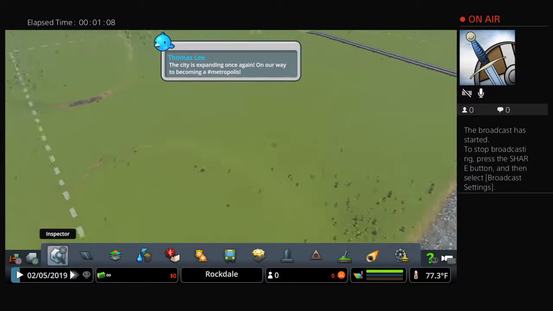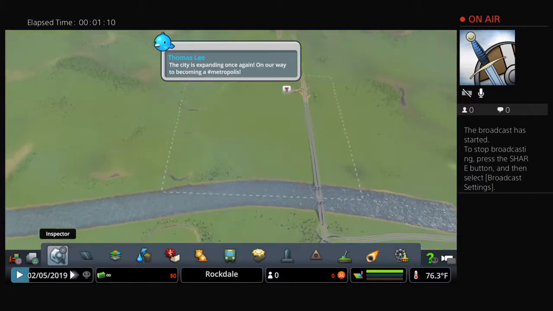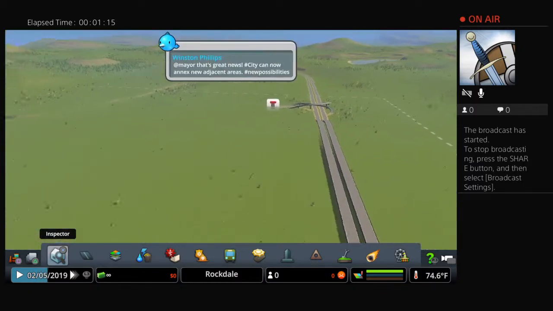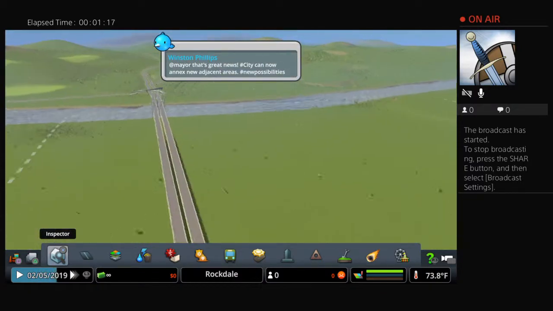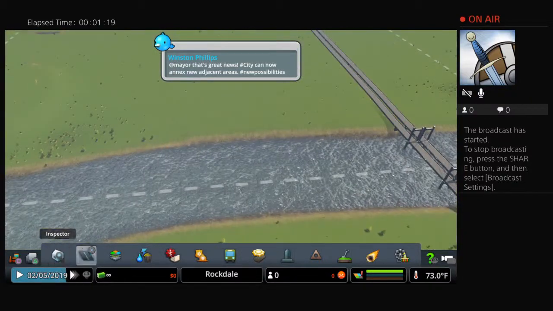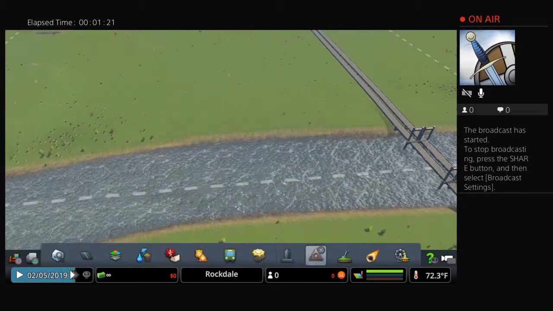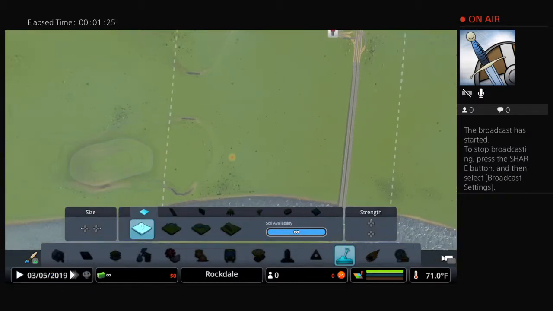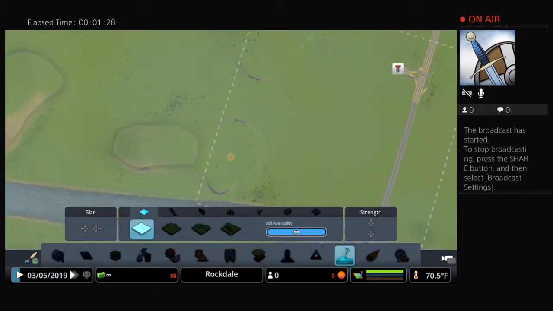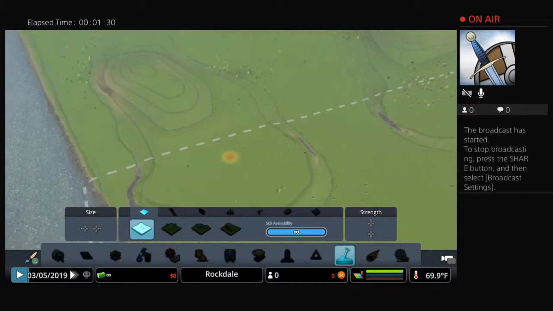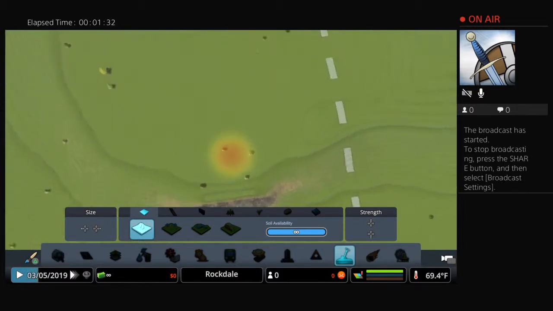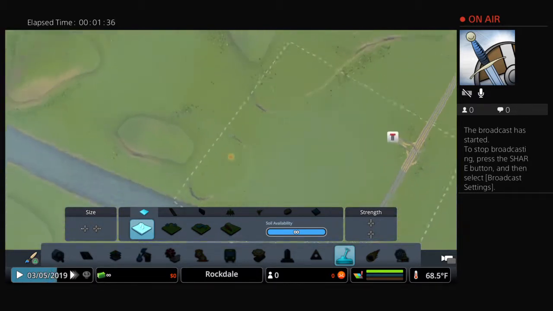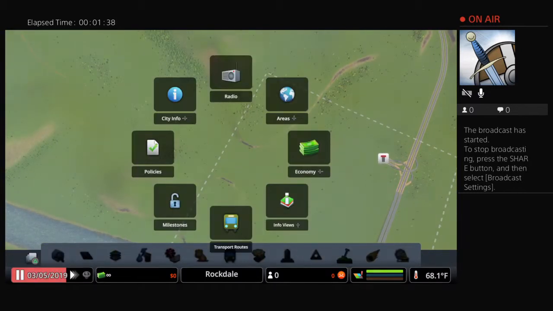Alright, good. Okay, so this is Cities Skylines. What I would like to show you guys today is the topographic maps. Alright, so what I've just done is I've enabled the terrain feature, which is going to highlight different elevations in the maps. Actually, you know what? I'm going to do this.